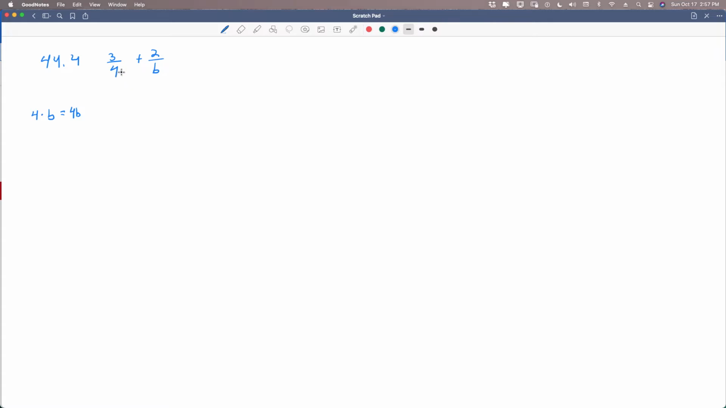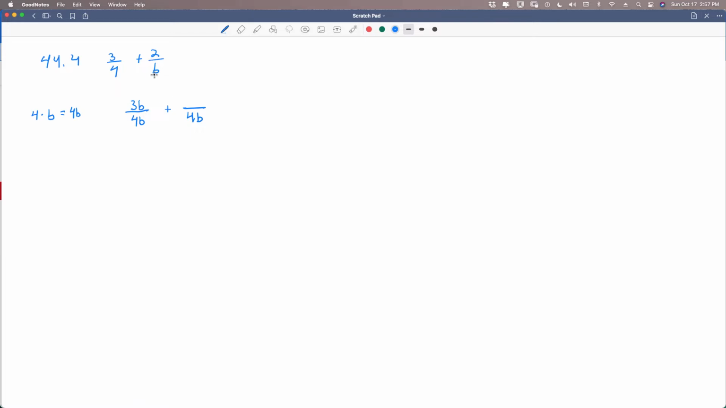So in this case, we already have a 4, so we just need to multiply the top and the bottom by b. So let's put a 4b down here. We know that that's going to be the common denominator because we've already figured that out. So we just need to multiply this by b. So we'd get 3b on top, 4b on the bottom. All right, so let's put in our 3b.